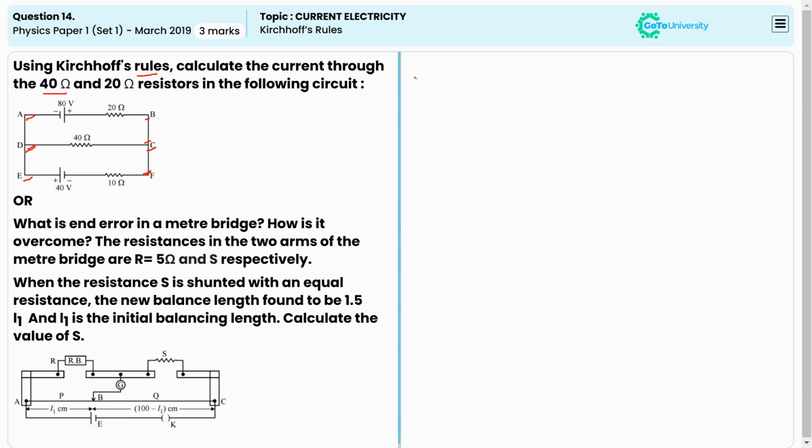In the first loop, we get the value plus 80 minus 20 I2 plus 40 I1 is equal to 0. When I simplify, I am getting the value 4 is equal to I2 minus 2I1. This I am going to consider as equation number 1.